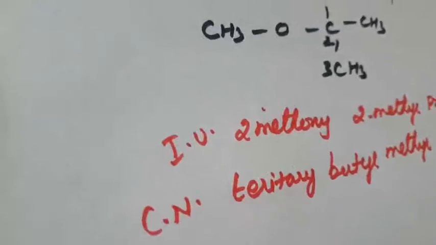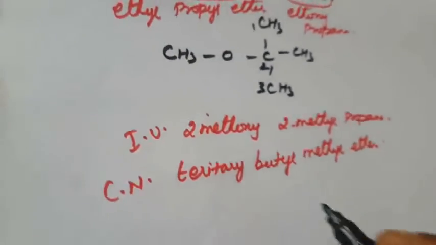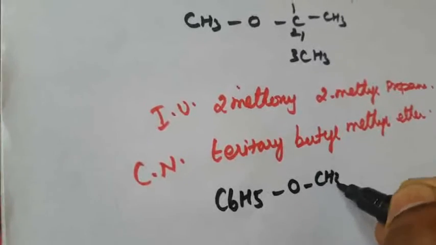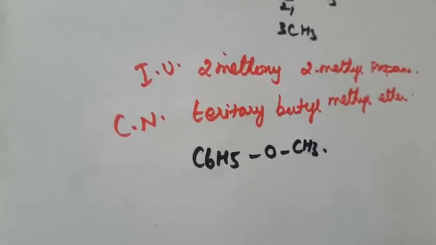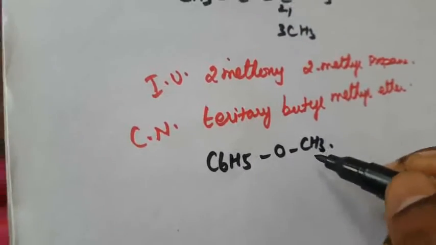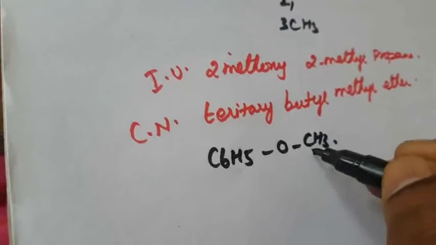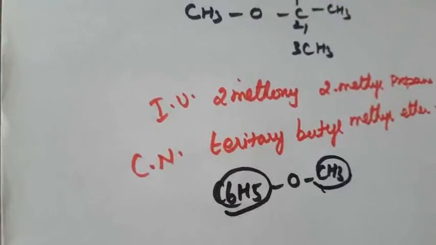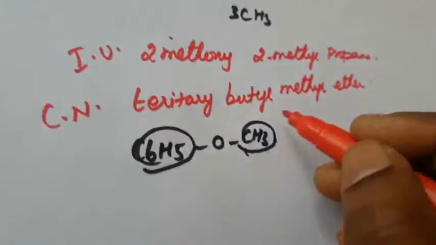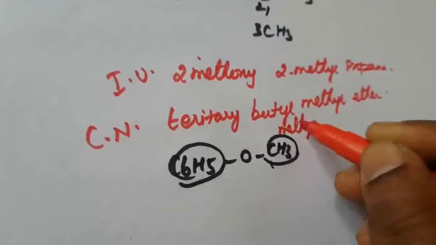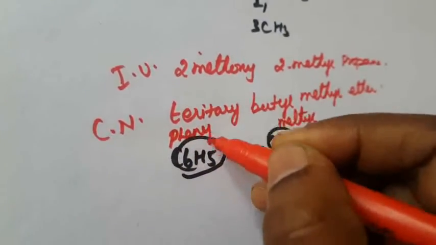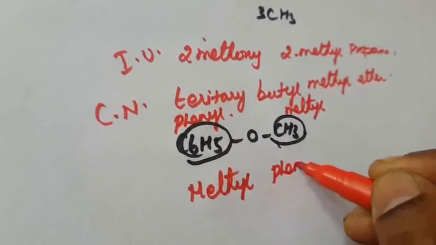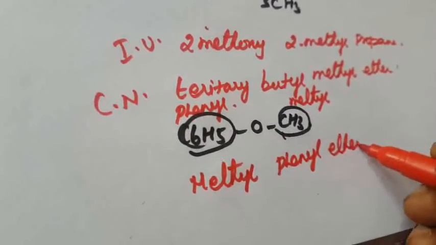So another example, that is an aromatic compound. How to write? C6H5OCH3. So this is the aromatic benzene ether. How to write? Methyl phenyl ether. So this is called methyl. This is called phenyl. Methyl phenyl ether.